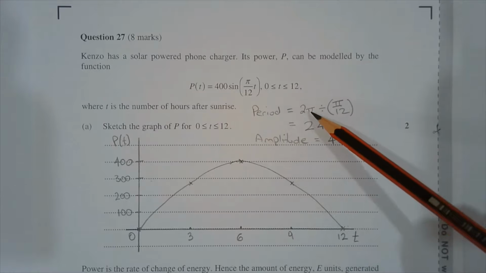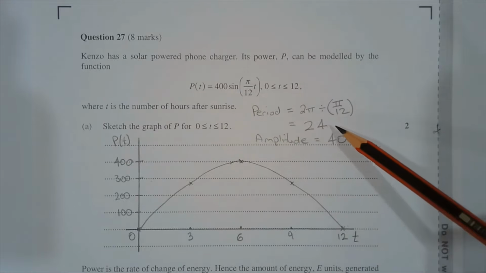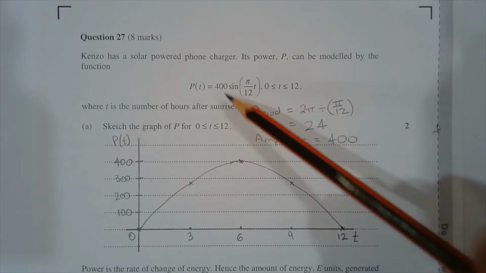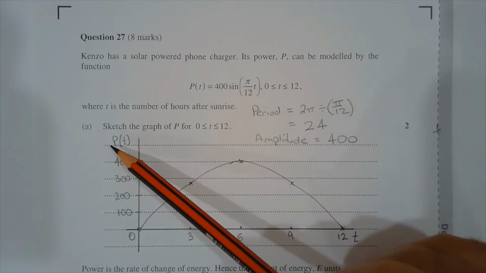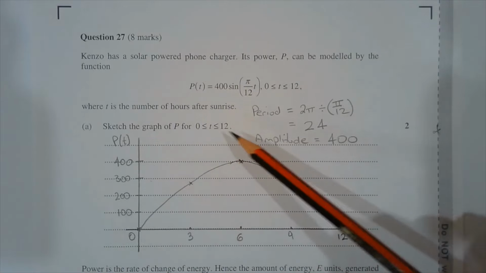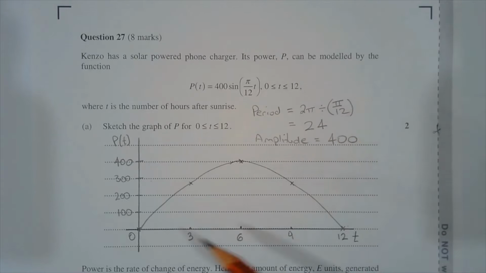The period is 2 pi divided by pi over 12, which equals 24, and the amplitude is 400. This is a sine curve that's been stretched horizontally as well as vertically, but it hasn't been translated or reflected. Now we're sketching the graph for values of t from 0 to 12, which is half of the period. Here is a sketch of the graph, so it's half of a sine curve, with the peak occurring at t equals 6.